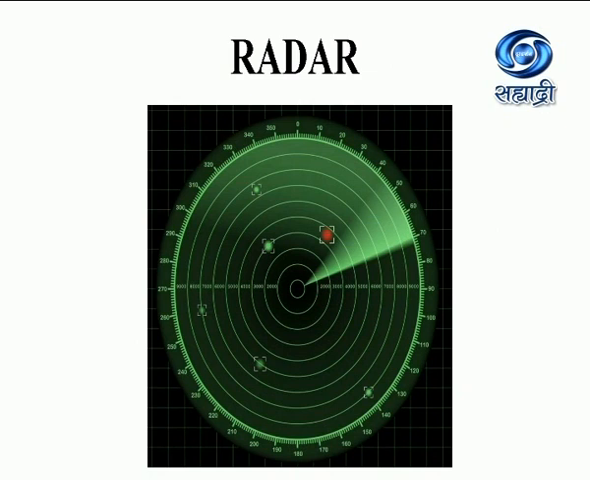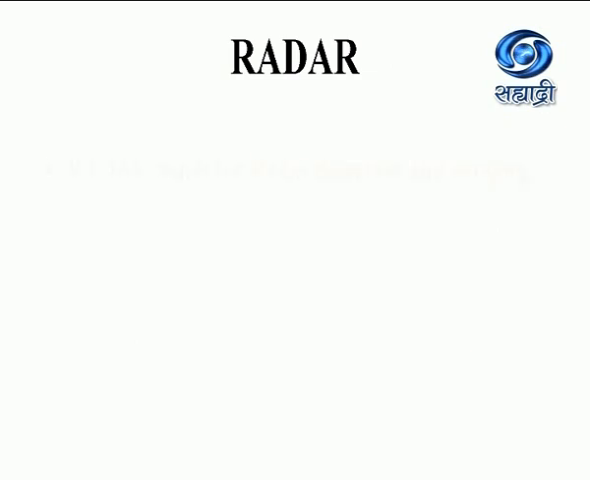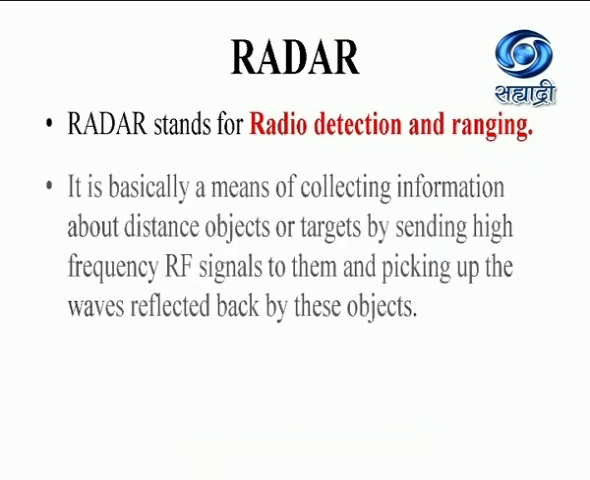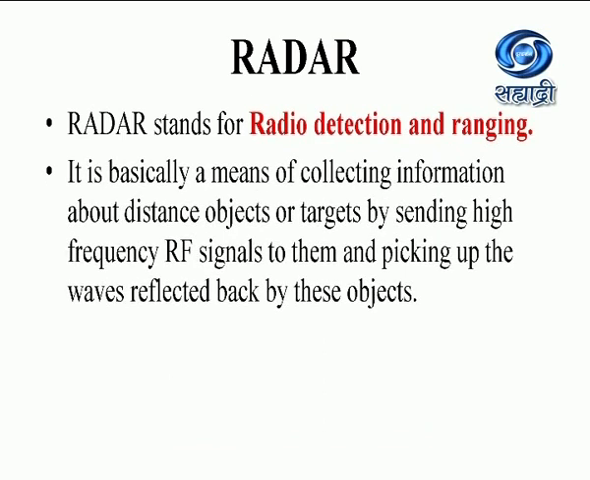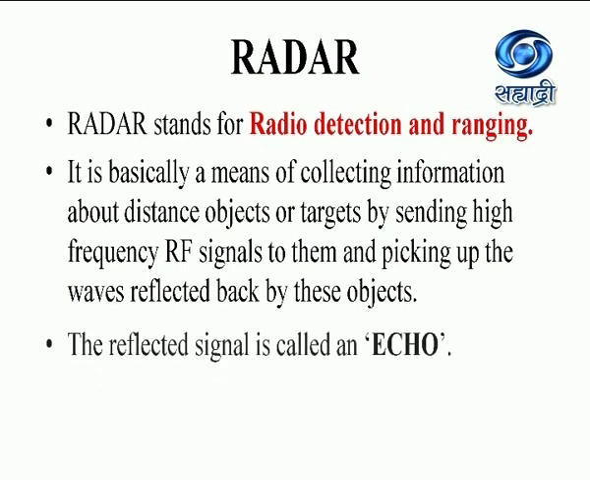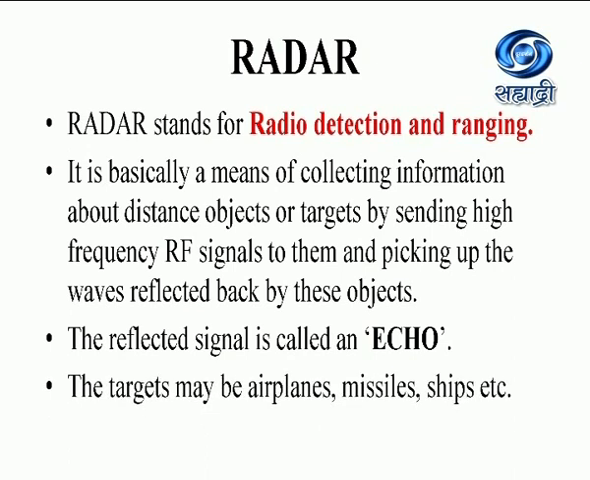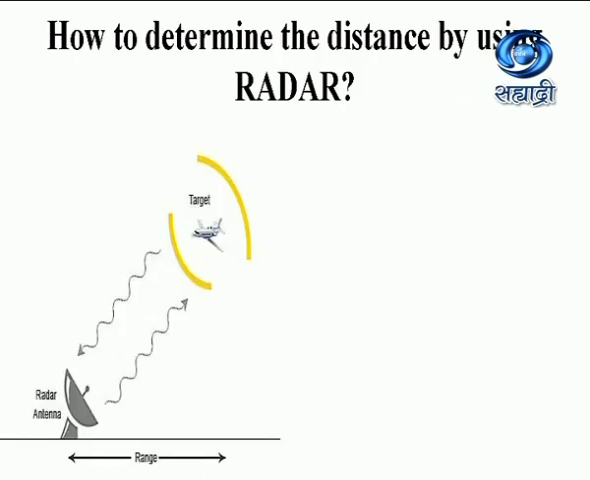Radar. The last topic is radar. What do you mean by radar? Radar stands for radio detection and ranging. It is basically a means of collecting information about distant objects or targets by sending high frequency RF signal to them and picking up the waves reflected by these objects. The reflected signal is called an echo and the targets may be airplanes, missiles, ships, etc.